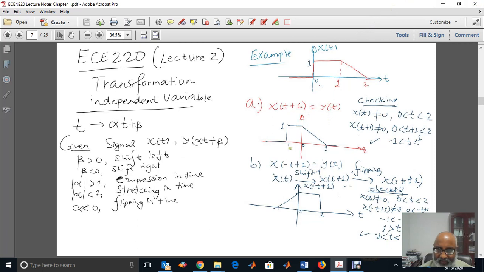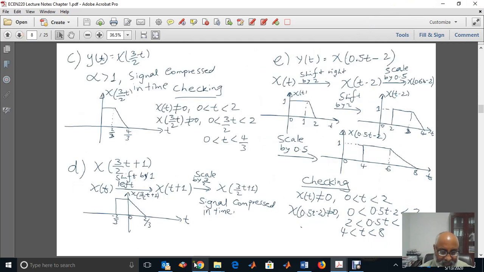Then you scale everything by 3 over 2. Negative 1 will be negative 2 over 3. 0 will be 0. 1 will be 2 over 3. So I have between negative 2 over 3 and 2 over 3. See? So this is the shifted and scaled signal, both.